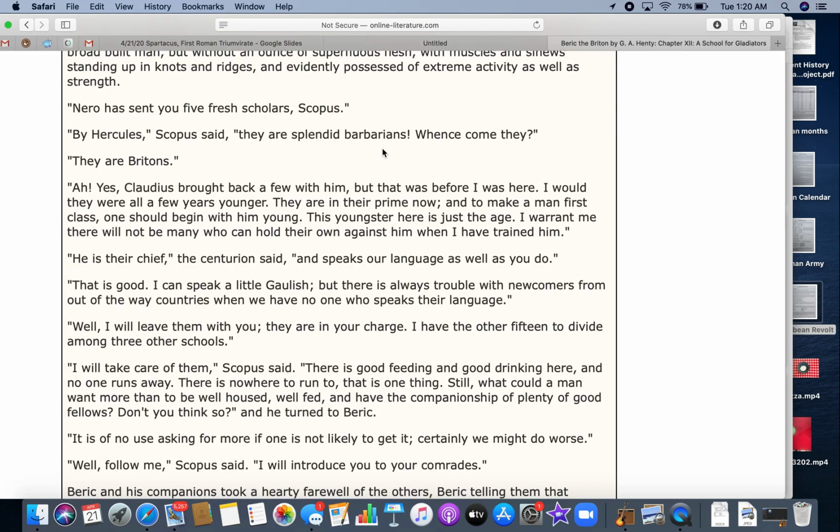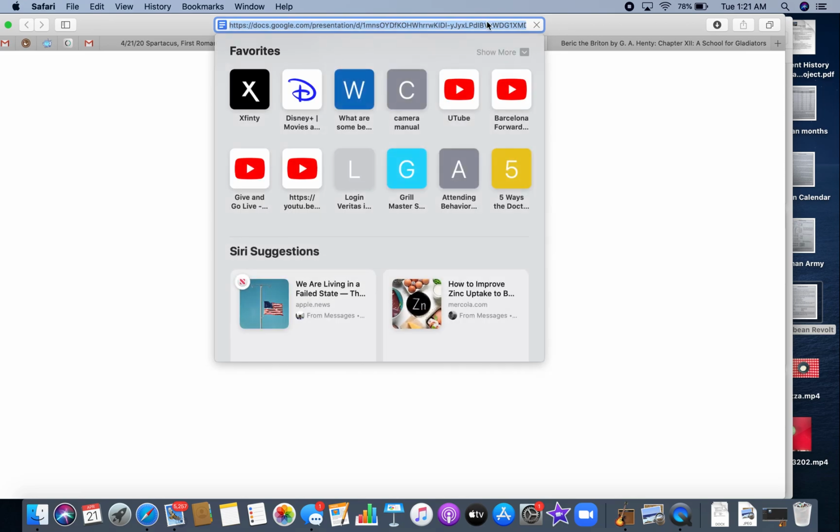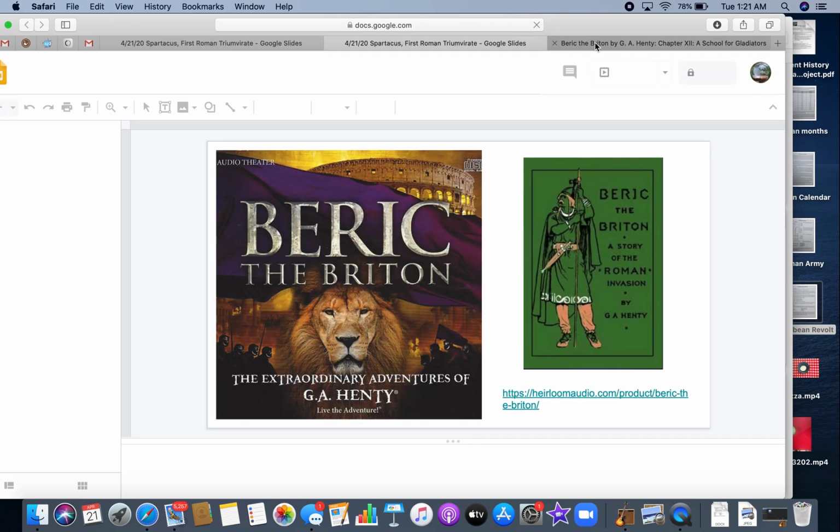But the book right here is a little bit old fashioned in its language, but it's still a really good story. You have here, for instance, that the Britons, of which Beric is one of them, were brought and they were given to this guy Scopas, who is going to train them to be gladiators, because that's what happened to a lot of the strong and the good, the really the most amazing ones of them.